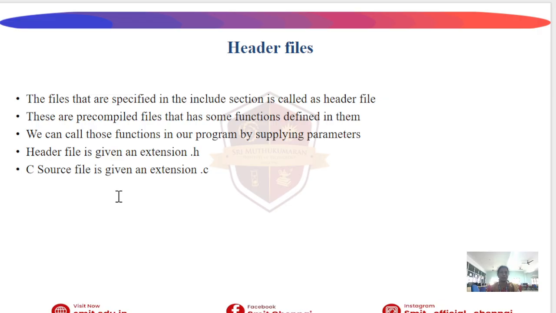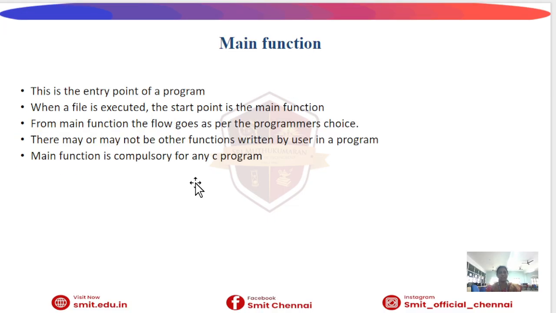Next is the header file. Now let us understand the header file clearly. Header files are the files specified in the include section of a C program. They are pre-compiled files that contain function declarations, macros, and constants. For example, stdio.h contains input and output functions. By including a header file, we can call those functions in our program by passing parameters. Header files always have the extension .h and the C source file is given the extension .c. Header files help in code reusability and reducing program complexity.